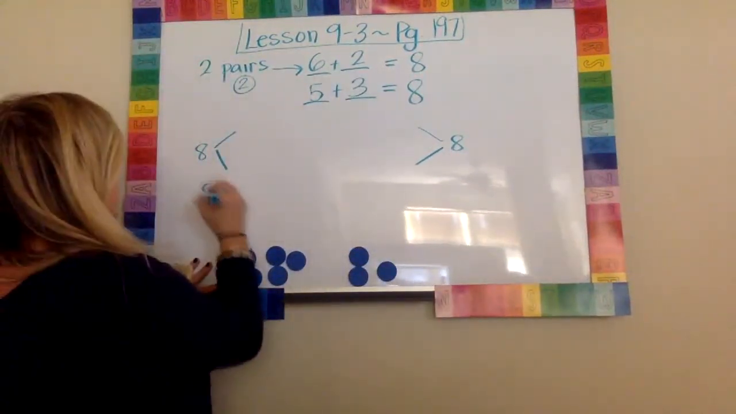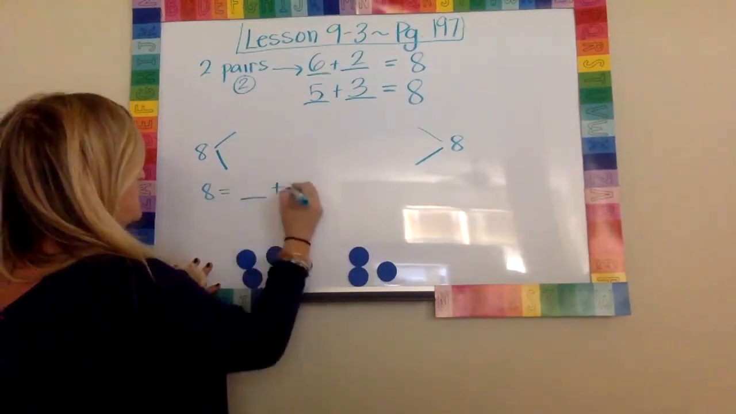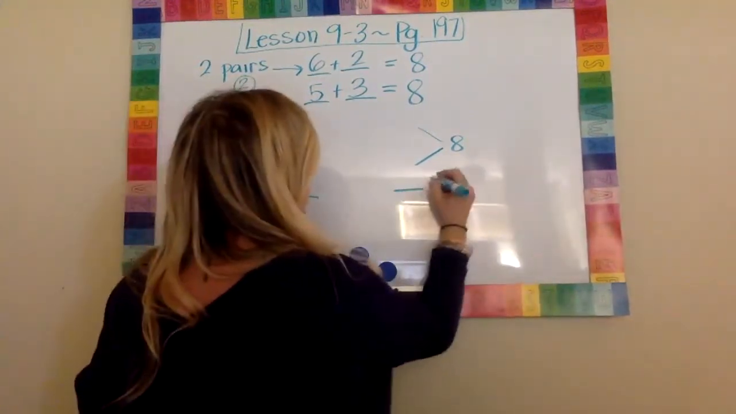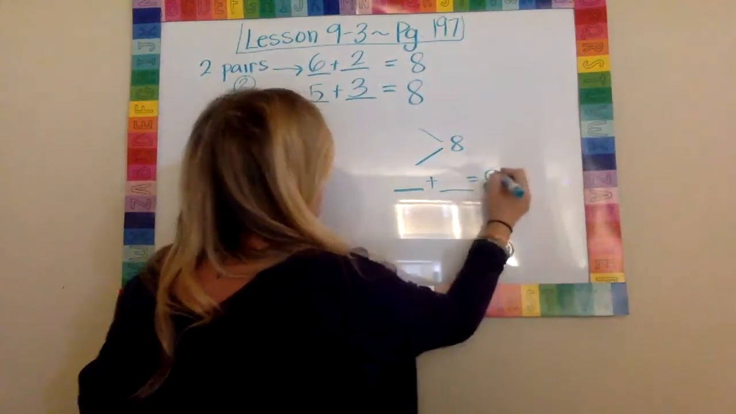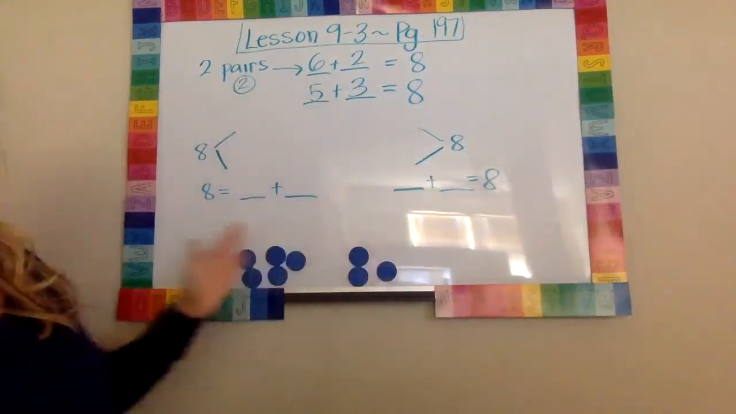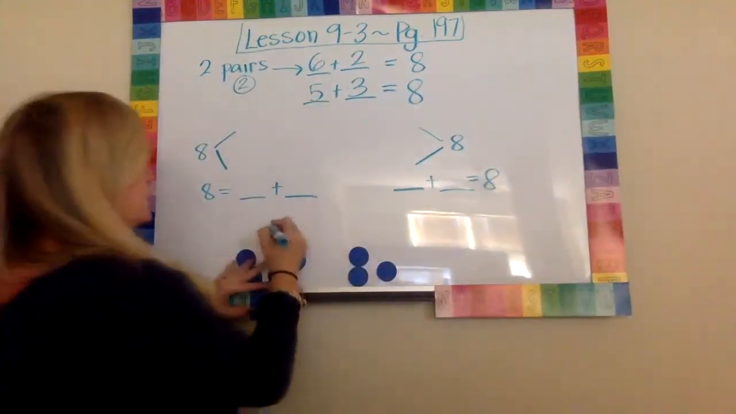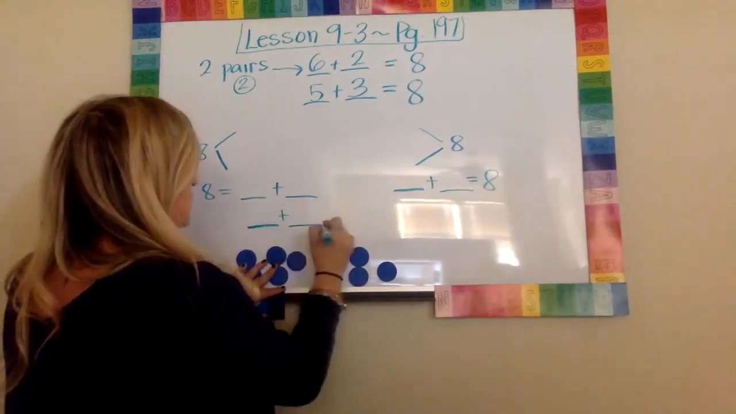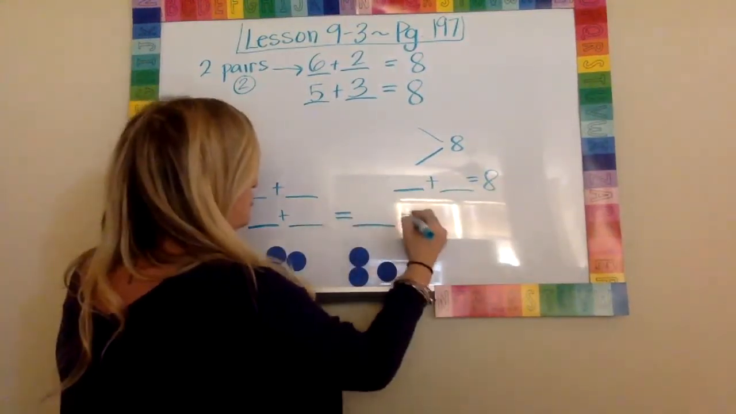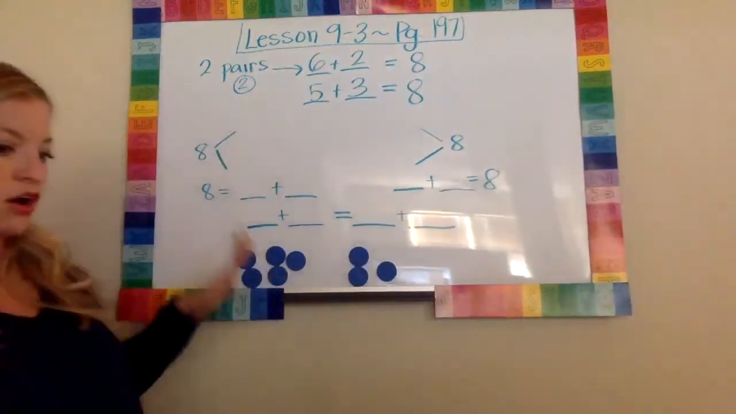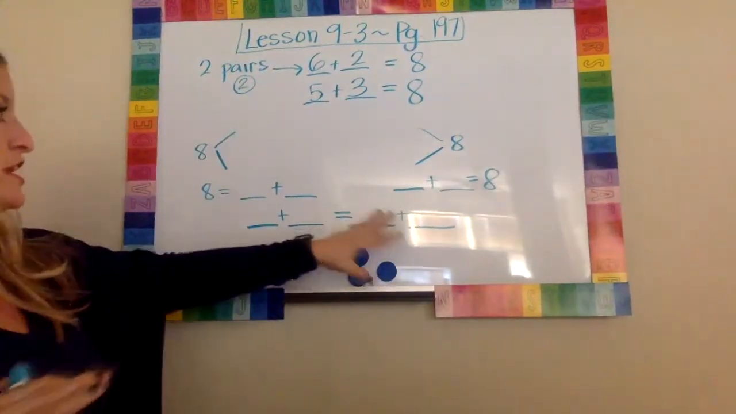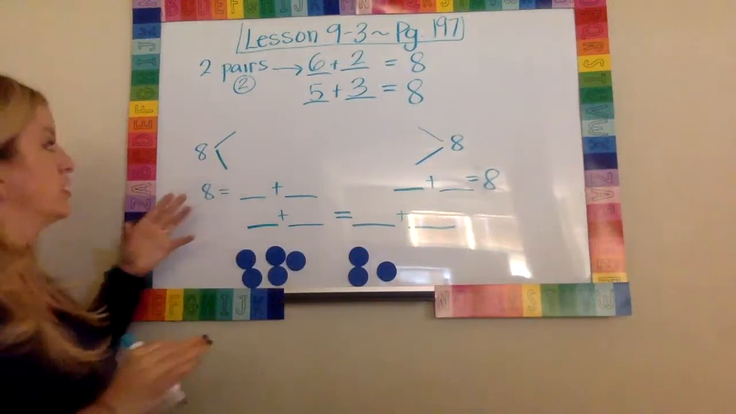So here it says 8 equals blank plus blank. And then here it says blank plus blank equals 8. Same thing, just written a different way. So then we know blank plus blank equals blank plus blank. That's all in your book. All I did was write it down so you can follow me on here.